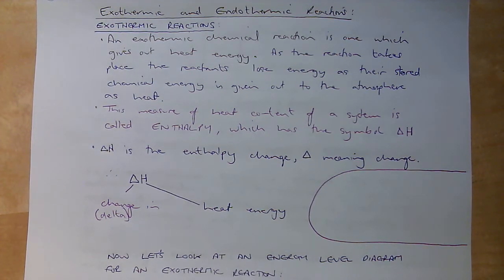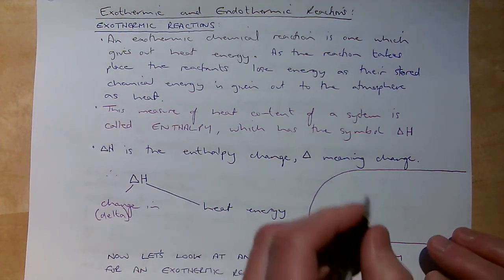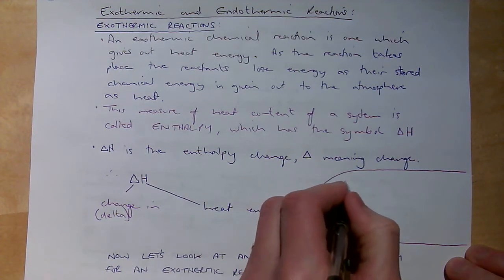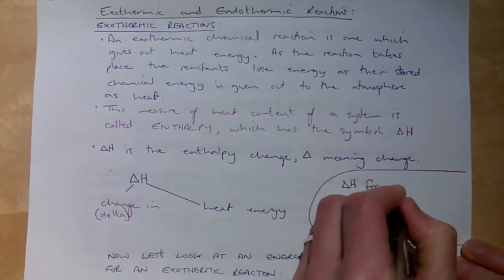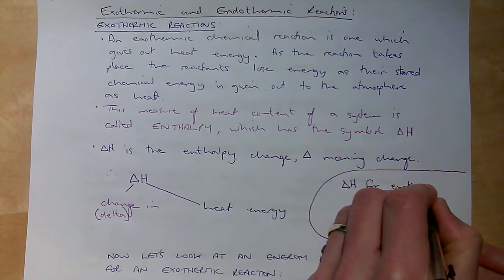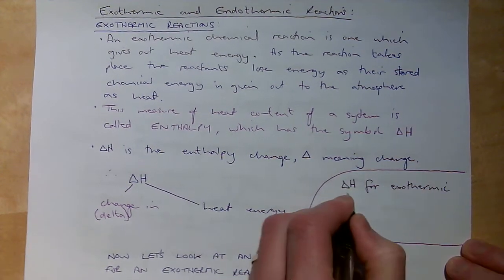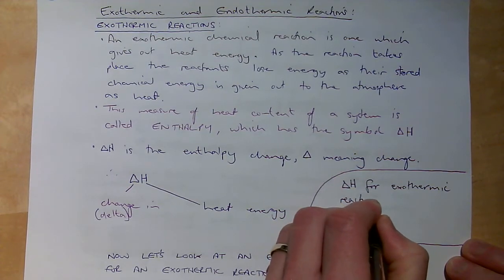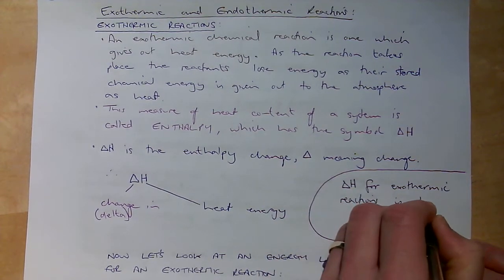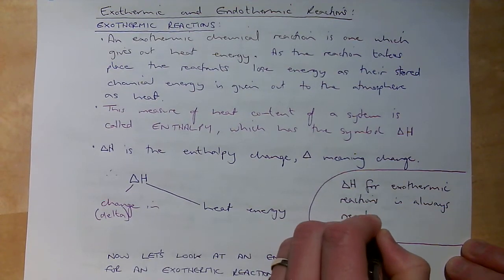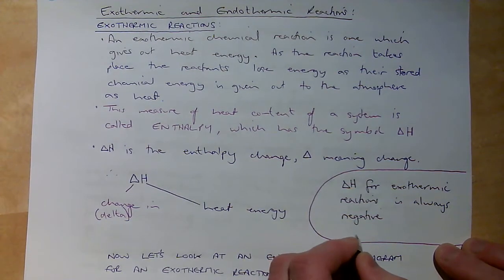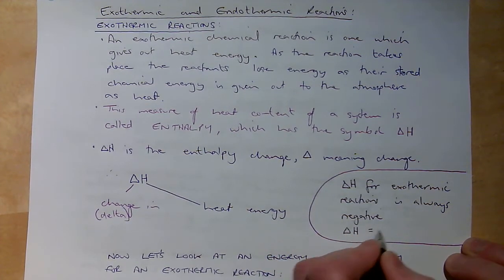Now it's really important to remember that delta H for exothermic reactions is always negative. So we could write this as delta H equals negative.